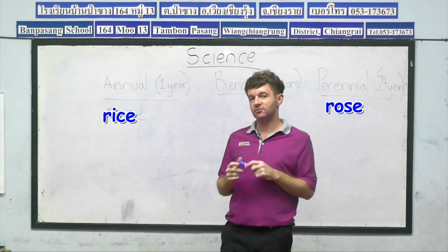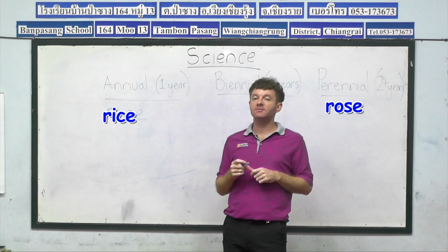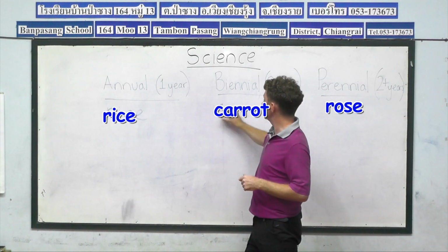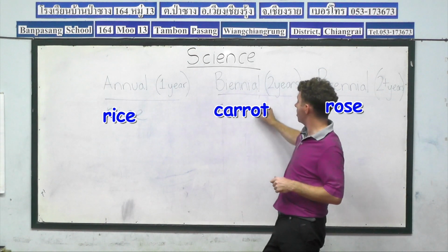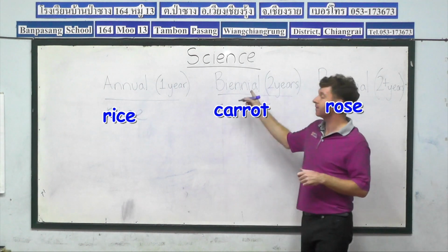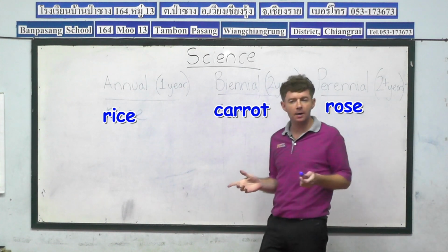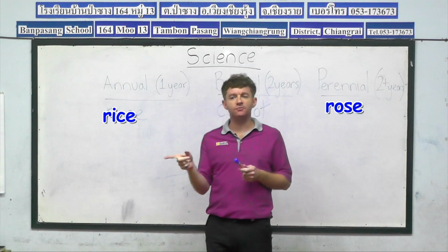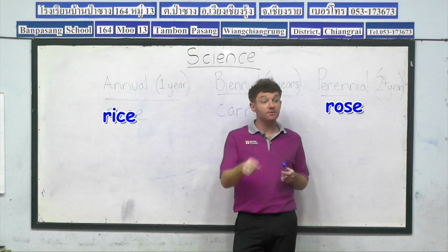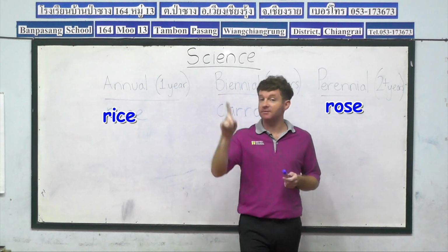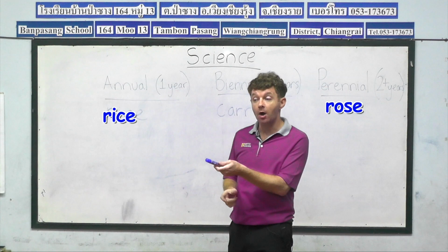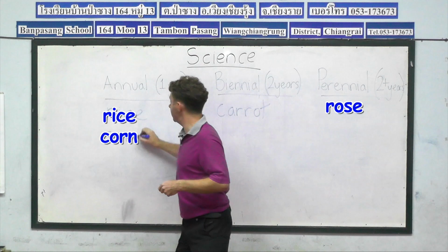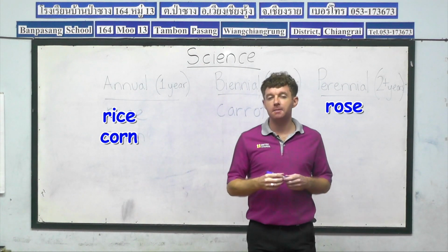How about carrots? Biennial. Carrots live for how many years? Or the carrot plant? 2 years. C-A-R-R-O-T. Carrot, biennial. Well, how about, let me think, corn? Corn plants. Excellent. Yes, again, corn plants live for 1 year or 1 season, so they are annual. C-O-R-N, corn.